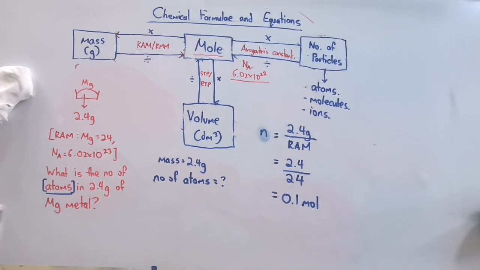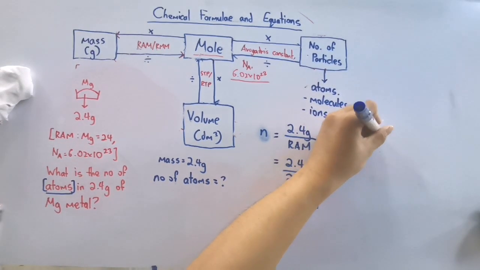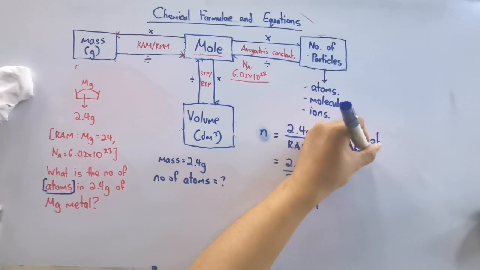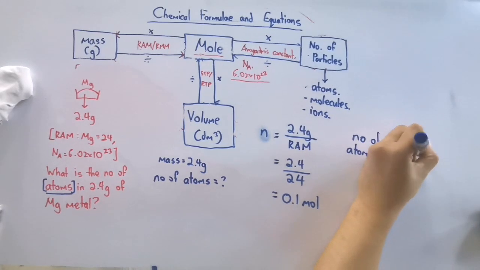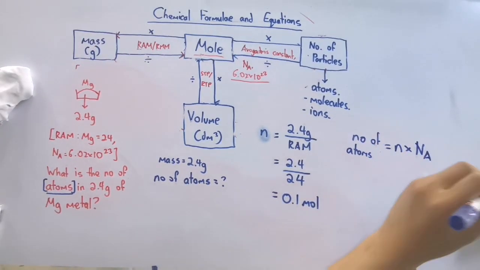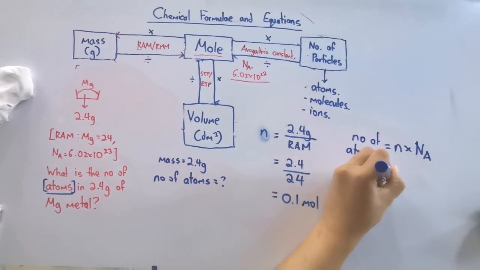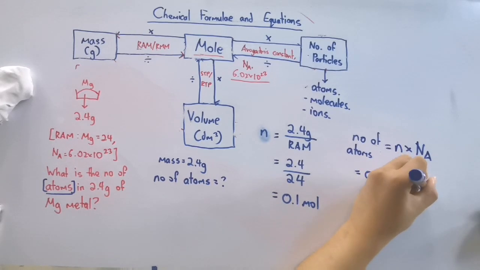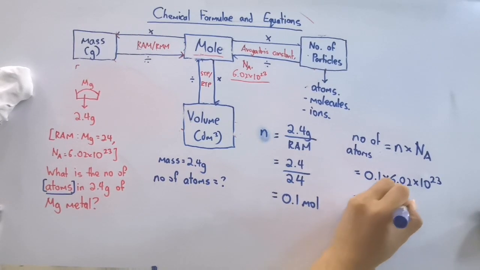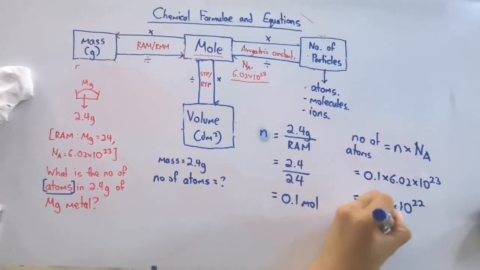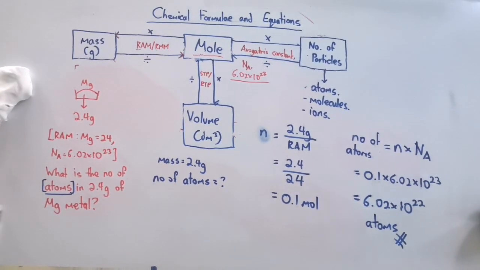Now that you have the 0.1 mole, can we find number of atoms? Yes, we can. So I'm going to put that. Number of atoms will then be equal to number of mole multiplied by Avogadro's constant. So once you got that, I'm going to take 0.1 multiplied by 6.02 times 10 to the power of 23. If you press your calculator on this, you are going to get 6.02 times 10 to the power of 22 number of atoms. Nothing much.